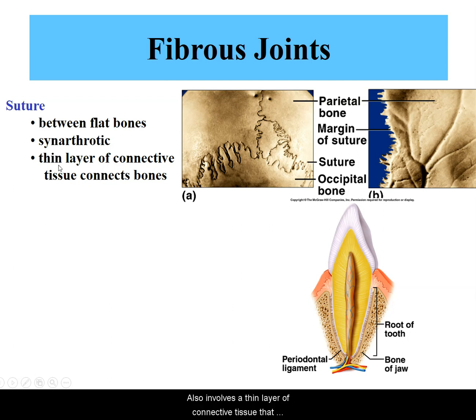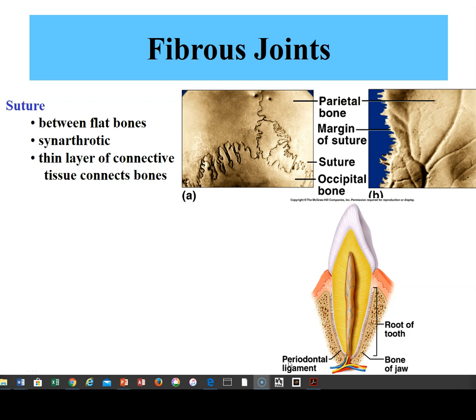It also involves a thin layer of connective tissue that connects the bones. This suture line is sort of pulled apart, and so that's how that joint is fused.